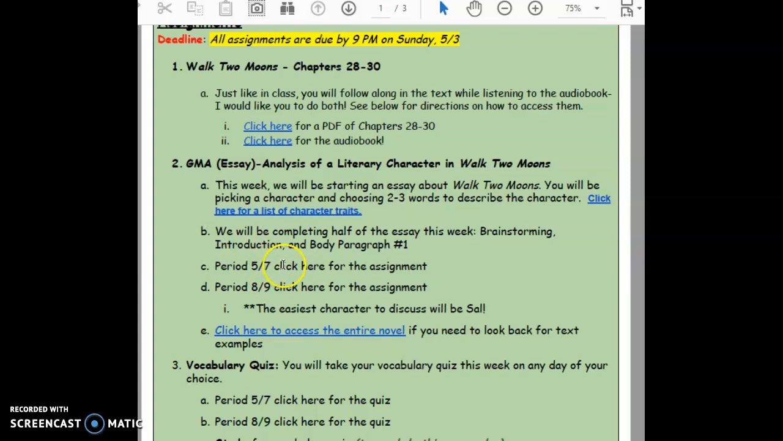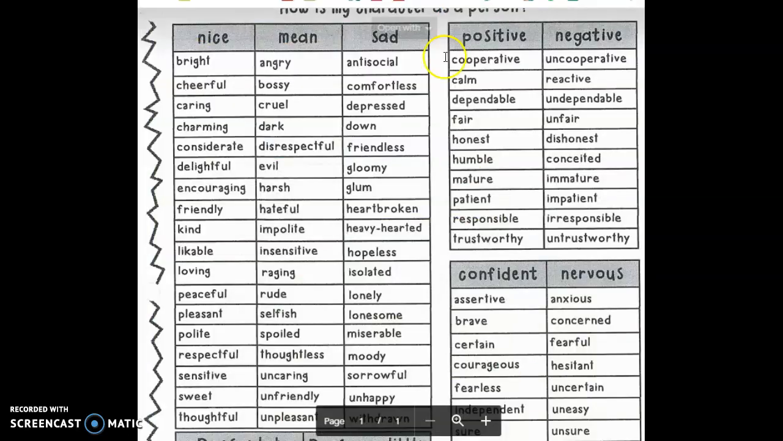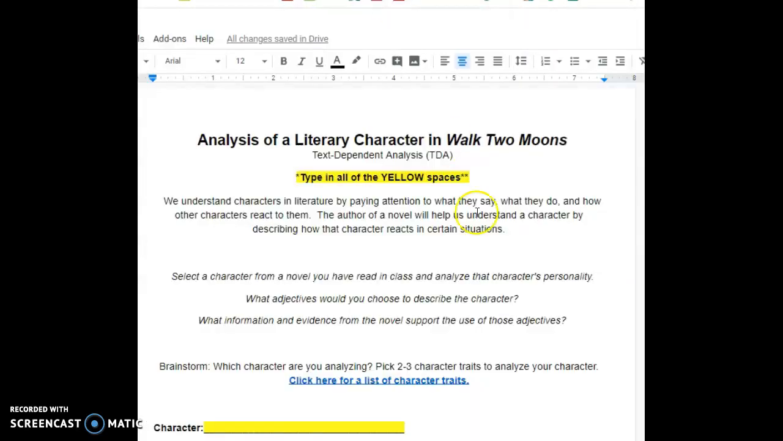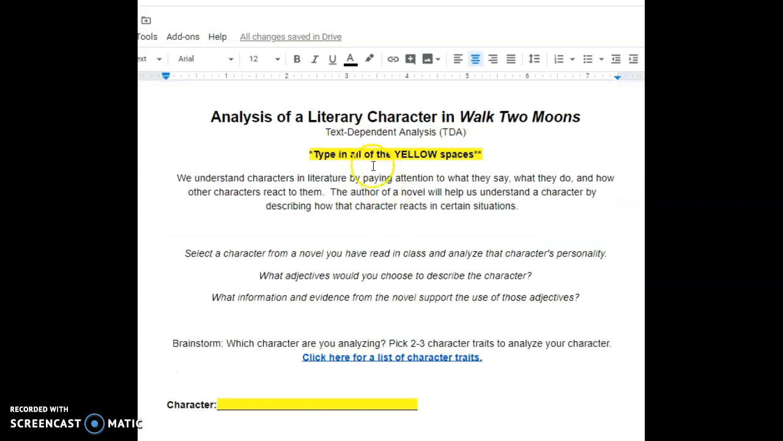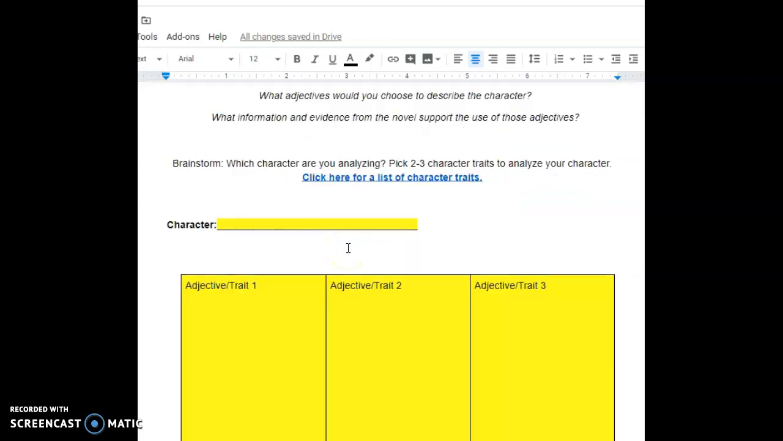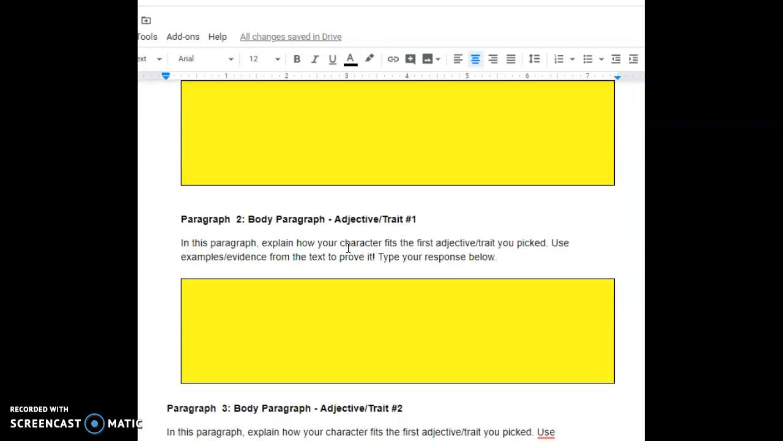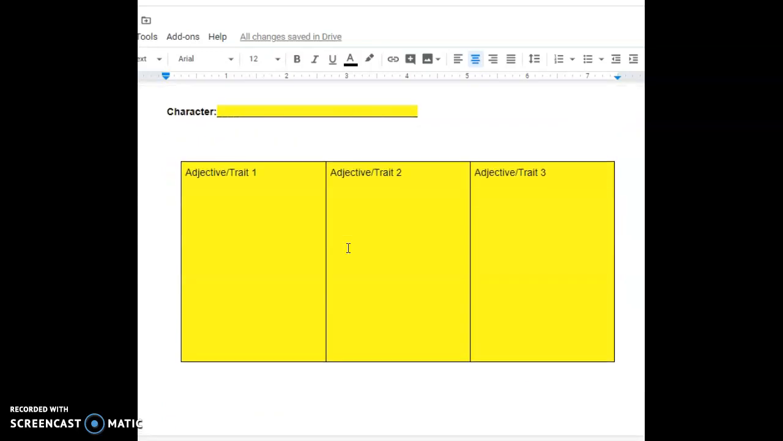Right now the link isn't in here yet, so you will just get to click on this link, but for me, I'm going to go in this way. Okay, so this is what the assignment sheet will look like for writing your essay. You'll see up here highlighted, you just need to type in all of the yellow spaces. So I did this to hopefully help you stay organized and know where you need to type. So all the yellow spaces is where you will type.